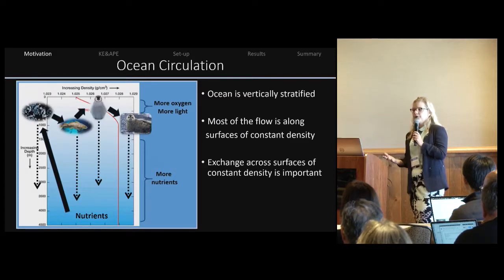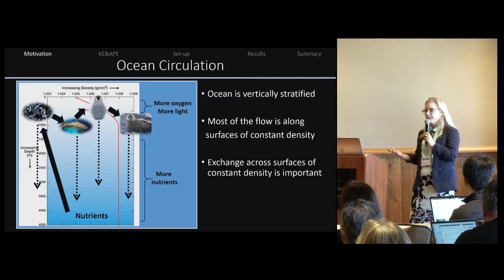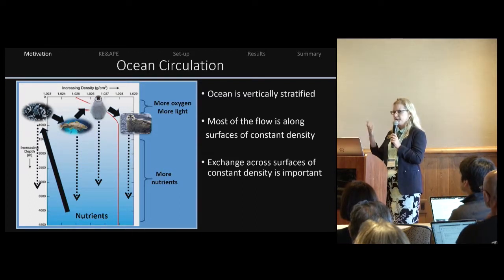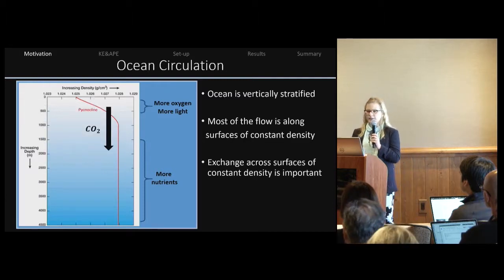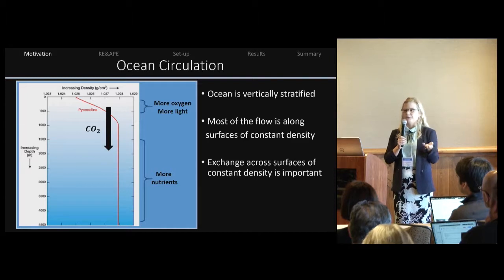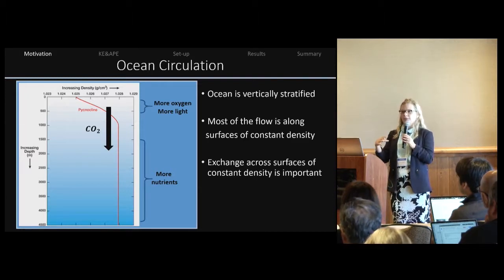And why this is important is because it supports food webs by providing nutrients from the bottom to support life in the top layers. In addition, it's also important because it plays a role in atmospheric carbon sequestration into the bottom layers, so it can no longer exchange with the atmosphere.